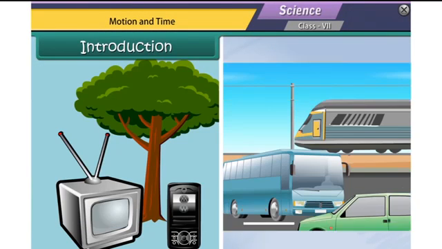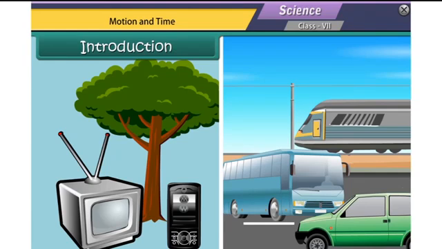Look around yourself and you will find objects of different kinds such as television, mobile, trees, cars, buses, trains, etc. Objects such as television, mobile, trees, etc. are static. In other words, their position does not change with time.